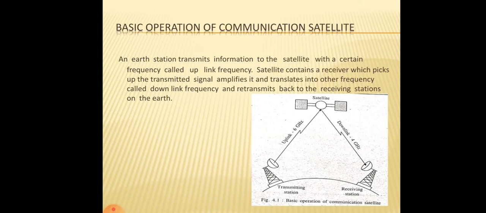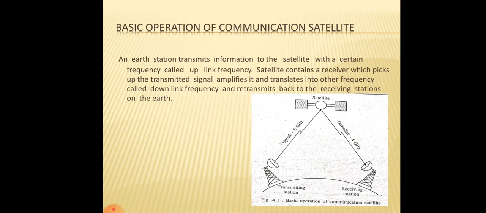Next, basic operation of communication satellite. Here you can see in the diagram there is an earth station that will be transmitting the information to the satellite with a certain frequency called uplink frequency. So from earth station to satellite, it is called the uplink frequency. For example, they have given 6 gigahertz here. Then the satellite contains a receiver which picks up the signal.